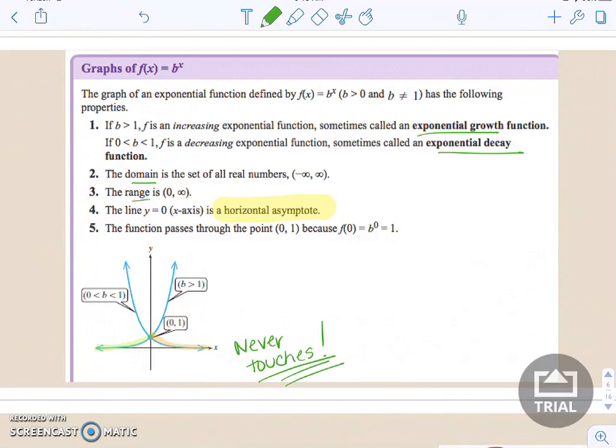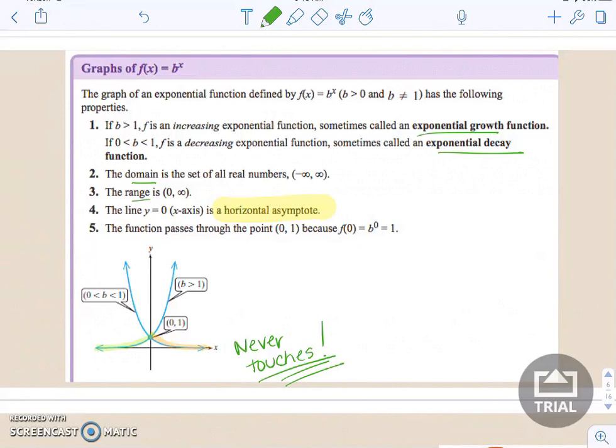We can have both vertical asymptotes and we can have horizontal asymptotes. So it just depends on the actual function. As you perform transformations and you move things around, that can determine if you'll have a horizontal or a vertical asymptote.